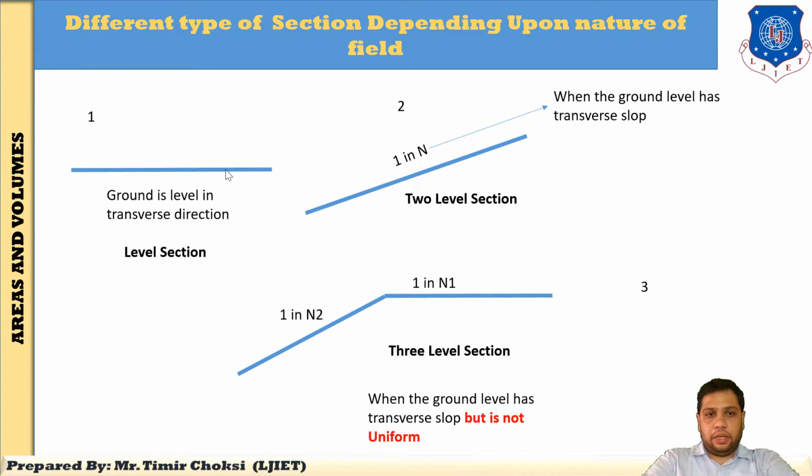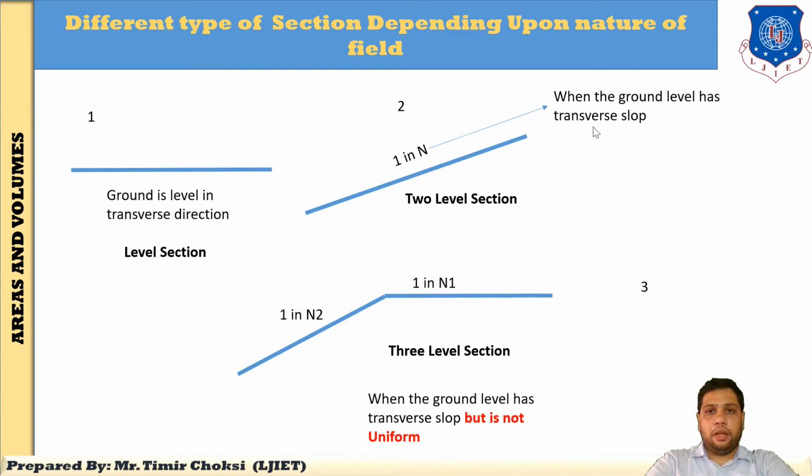First, the ground is level, as clearly seen. When you have seen some grounds, for example a ground where an event is conducted, the ground is level in the transverse direction. Similarly, you have seen a canteen area. In the canteen area there is a basement and some ground. So it is called a two-level section, because the ground has a level change in the transverse direction.